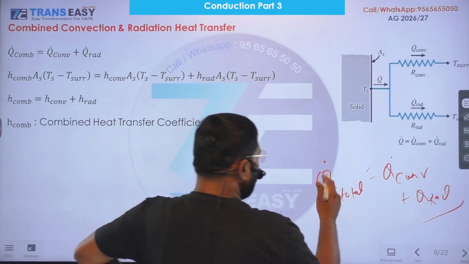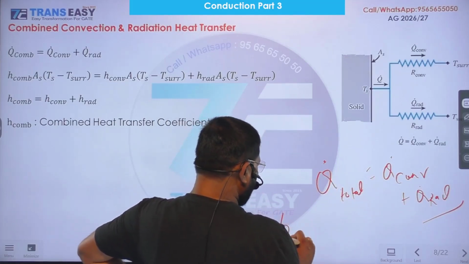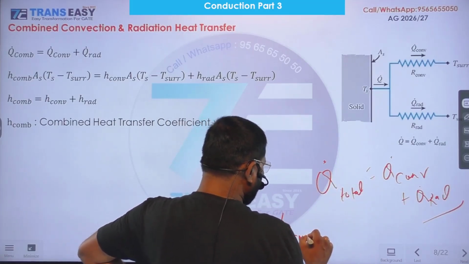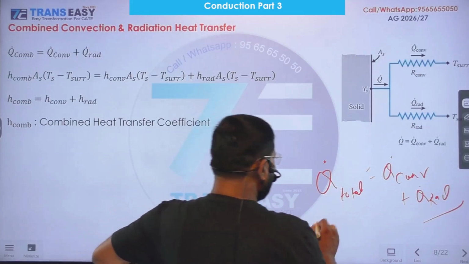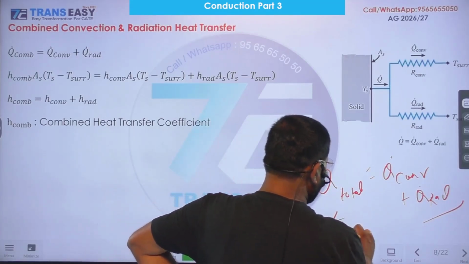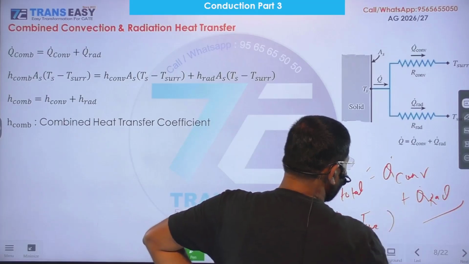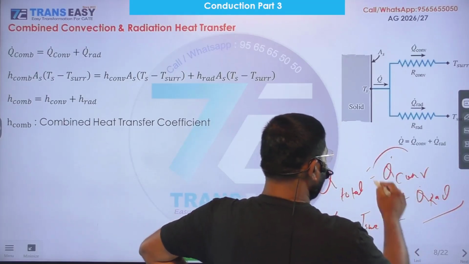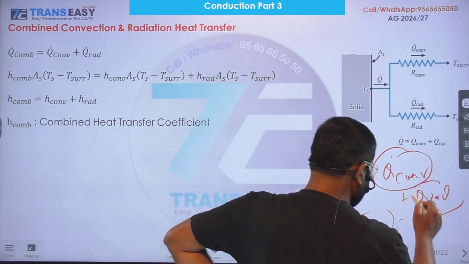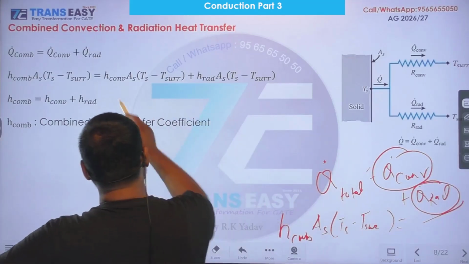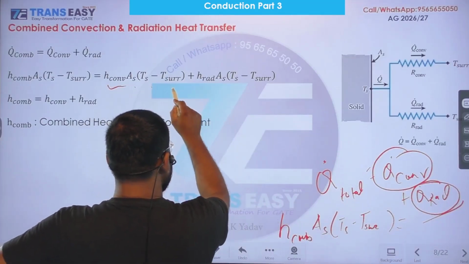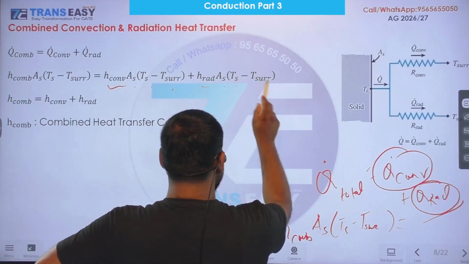Or combined heat transfer rate. So we can write combined heat transfer coefficient, surface area, surface temperature, surrounding temperature. And separately we have defined convection heat transfer rate and radiation heat transfer rate. H convection AS Ts minus T surrounding, H radiation AS Ts minus T surrounding.